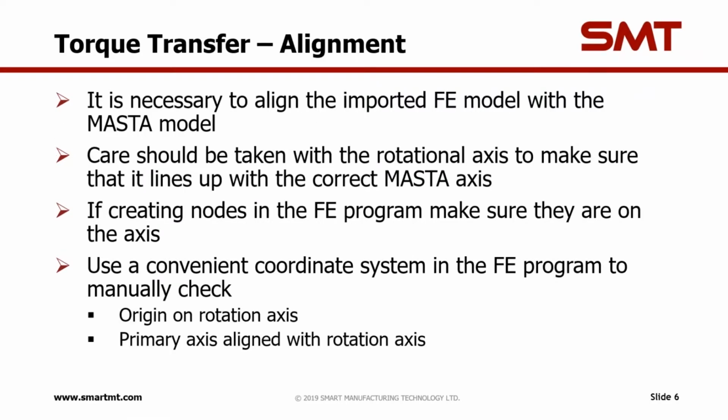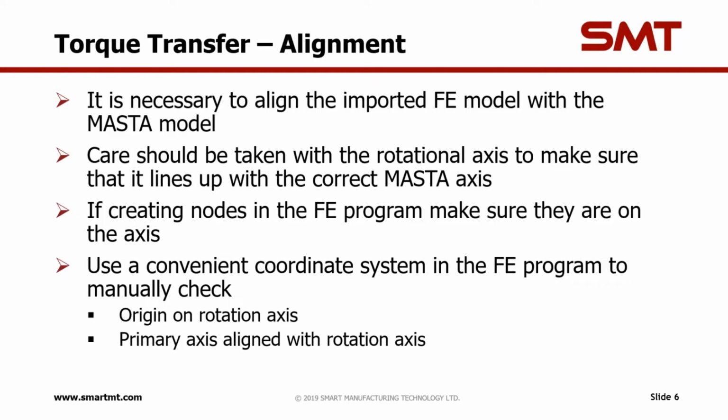First of all, to do with alignment of the model. When you bring your FE into MASTA, we always have to line up the FE model with the MASTA model. Depending on your FE, particularly if you've got some kind of coupling in there with 3 degrees of freedom, you need to make sure that the rotational axis is lining up with the FE rotational axis so that they're both in agreement. If you're creating those nodes in the FE program, you need to make sure that those nodes are on the axis.